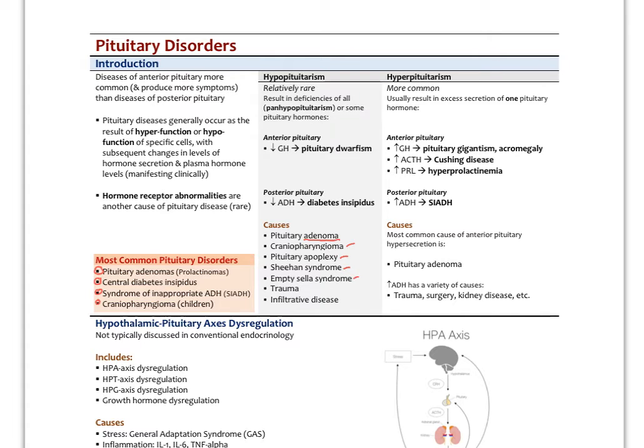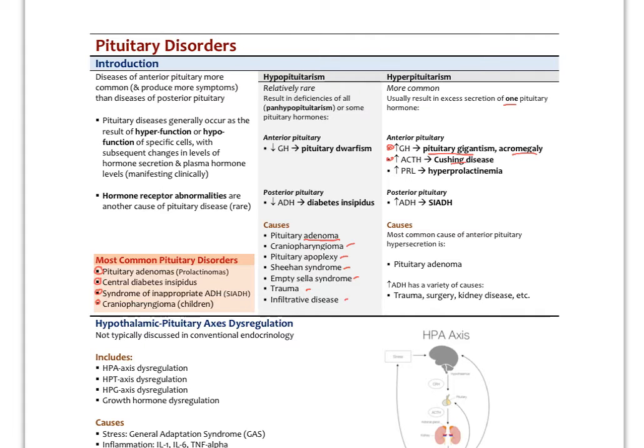Empty sella, that's where the pituitary actually gets compressed and shrinks in size. And then trauma or infiltrative disease like hemochromatosis and sarcoidosis can destroy the pituitary. So all those would cause hypopituitarism. Hyperpituitarism is more common, and usually this is an excess secretion of just one pituitary hormone. So if you get increased growth hormone, that can lead again to gigantism or acromegaly.